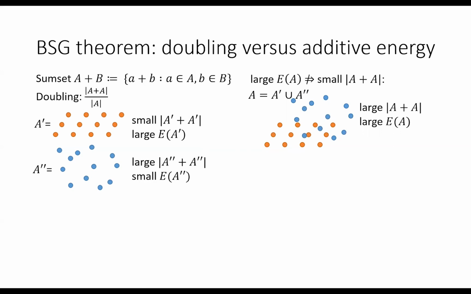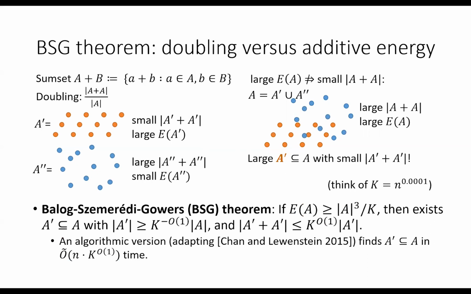However, even in this case, we can still say something non-trivial about the set. We can see that this set contains a large subset that has small doubling. And actually, this is true in general, and this is captured by an important result from additive combinatorics, the Balog-Szemerédi-Gowers theorem. It says that if a set has additive energy much larger than n cubed over K, where we can think of K as some tiny polynomial in n, then this set contains a large subset that has small doubling. In fact, this theorem can be made algorithmic by adapting the result of Chan and Lewenstein, and we can find such a large subset with small doubling in n times poly(K) time.